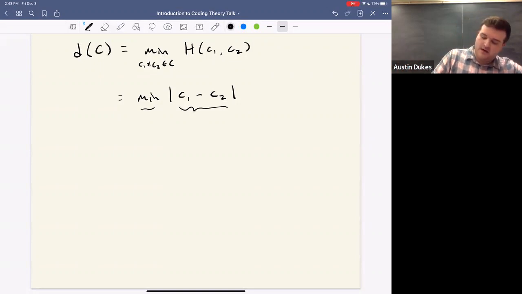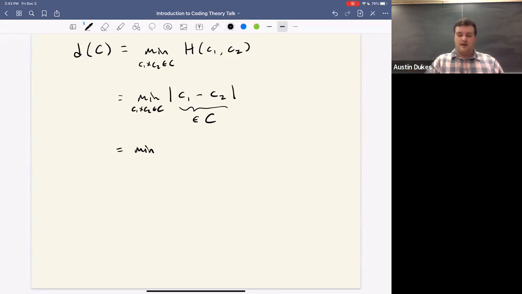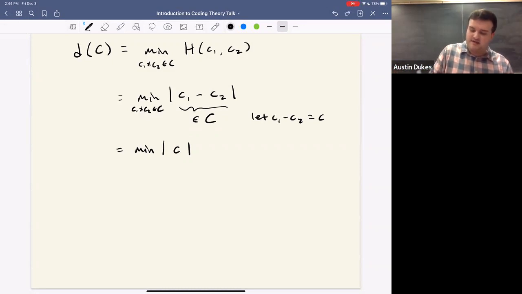So this is in C. I can actually write this as the minimum, maybe I'll write this one more time, over C1 not equal to C2 in C. So I'm looking at the minimum weight of a code word in C, because C1 minus C2 is, I'm just going to call it C. Let C1 minus C2 be an arbitrary code word of C, and I'm going to go over all the possible code words, all the different things I can get back from C1 minus C2. And since they're distinct, I'm going to take any code word that's not 0.